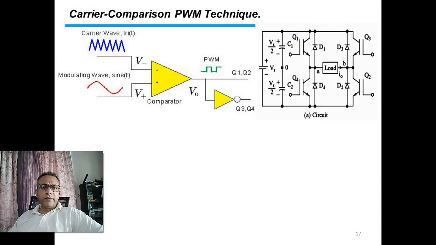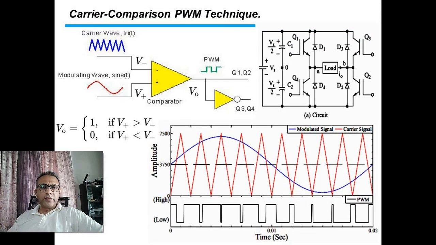So we will now discuss the detailed working of carrier comparison PWM technique. In this technique, first of all, we use a comparator. The comparator is an operational amplifier with two inputs and one output. The output is digital. The comparator has two inputs. First, one input is called the inverting input, that is V minus, and the second input is called the non-inverting input, that is V positive. These are just simple names given to the terminals.